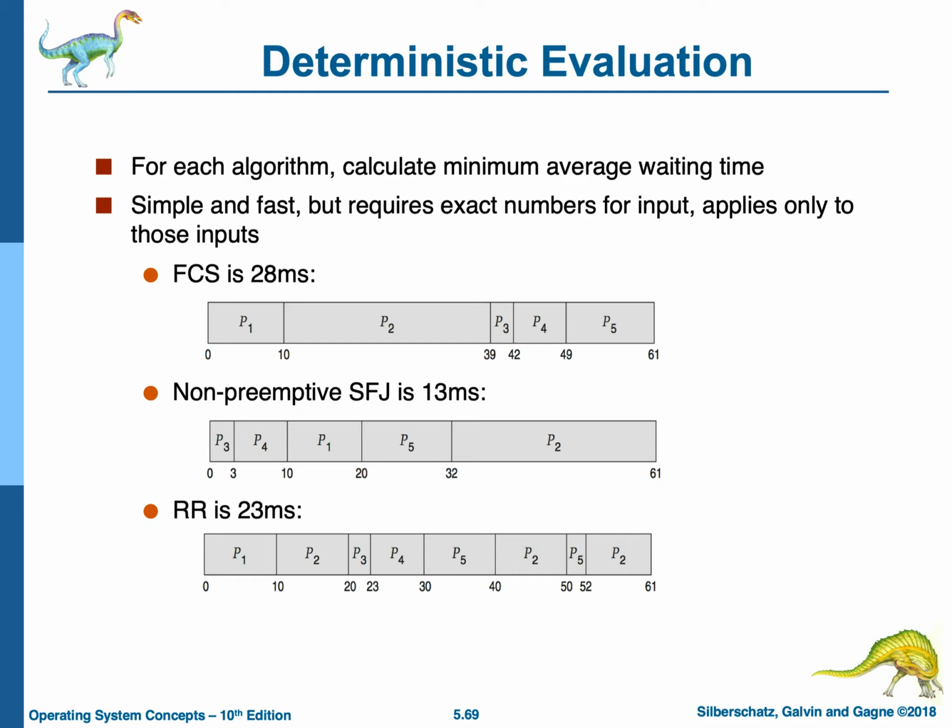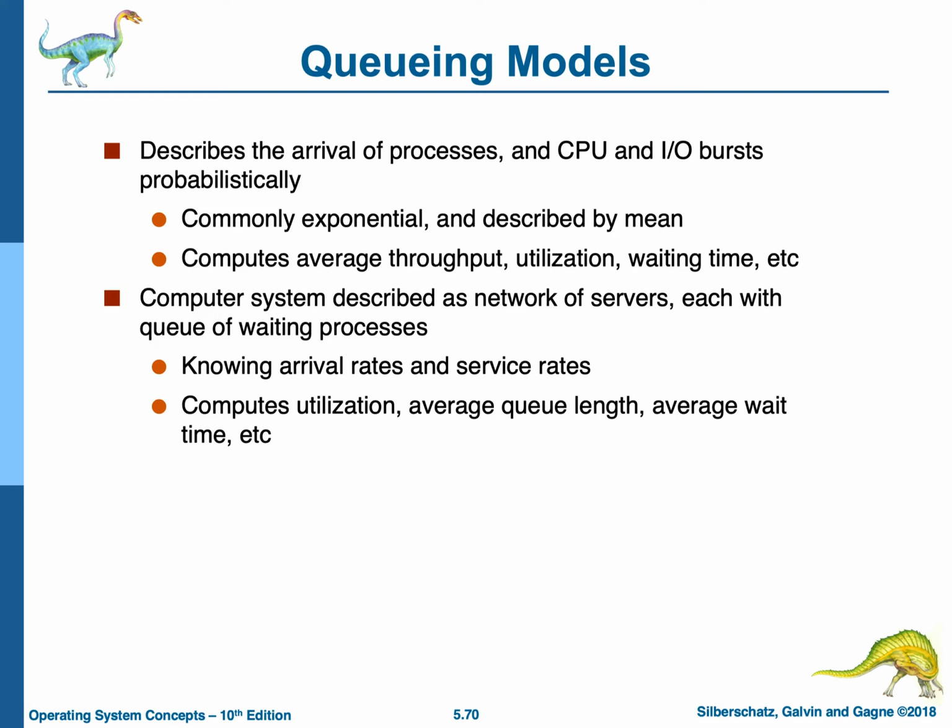For example, there are 5 jobs, P1, P2, P3, P4, P5, and the average wait time for those jobs in first come first served is 28 milliseconds, while in non-preemptive shortest job first it is 13 milliseconds, and in round robin it is 23 milliseconds. So to determine these, we have some approaches. We have queuing theory, queuing modeling.